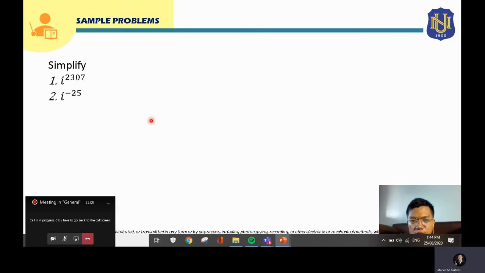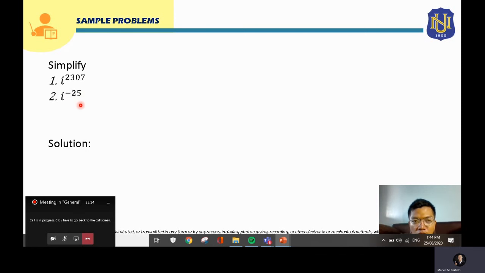Okay, so let's solve the following examples. The first one is i raised to 2,307, and the second one is i raised to negative 25. So let's solve the first example. This is i raised to 2,307.